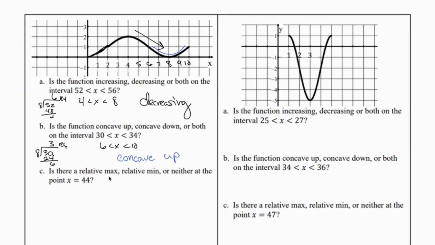Is there a relative maximum, relative minimum, or neither at the point x equals 44? 8 goes into 44 5 times. 5 times 8 is 40. Subtract, remainder 4. So what happens at x equals 4? At x equals 4, you have what appears to be a relative maximum.